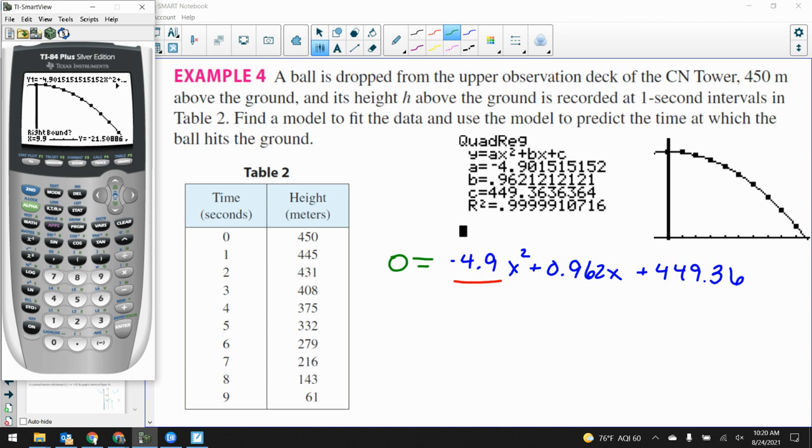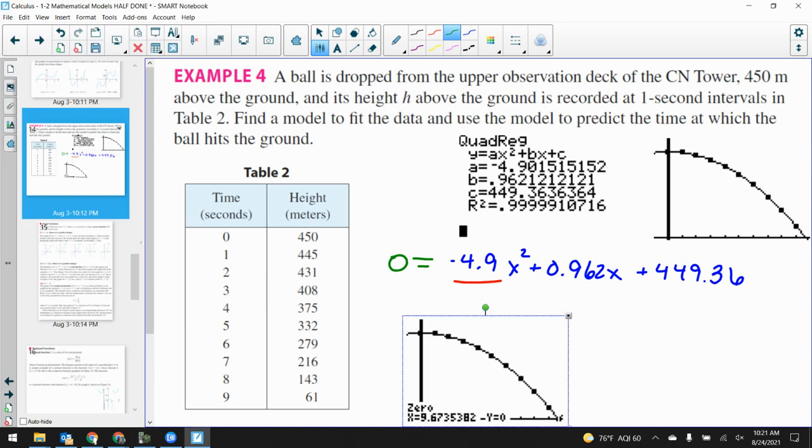What I'm really looking at is my y value. I wanted it to go negative so that I knew it was below the axis. And then I'm going to hit enter somewhere in between. Okay, there it is. The x value of 9.67 has the y value of 0. 9.67. So what is that telling us? It's going to happen at 9.67 seconds.